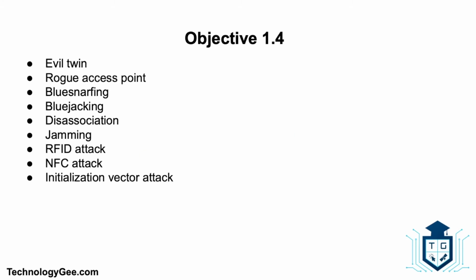In this video, you're going to learn about wireless network attacks such as evil twins, rogue access points, bluesnarfing, bluejacking, disassociation, jamming, RFID attacks, NFC attacks, and initialization vectors.